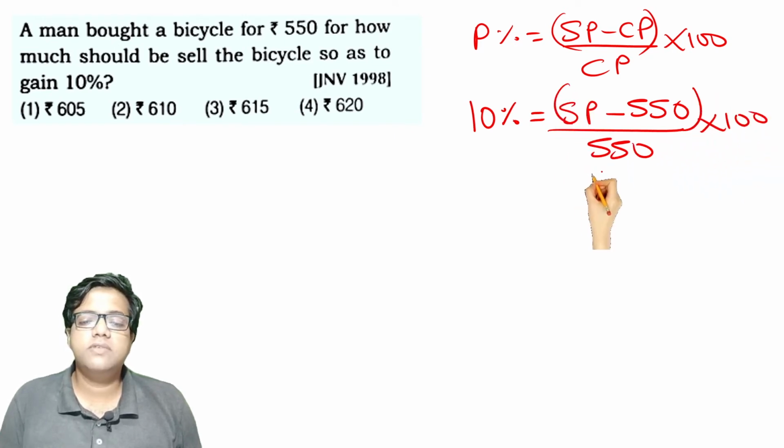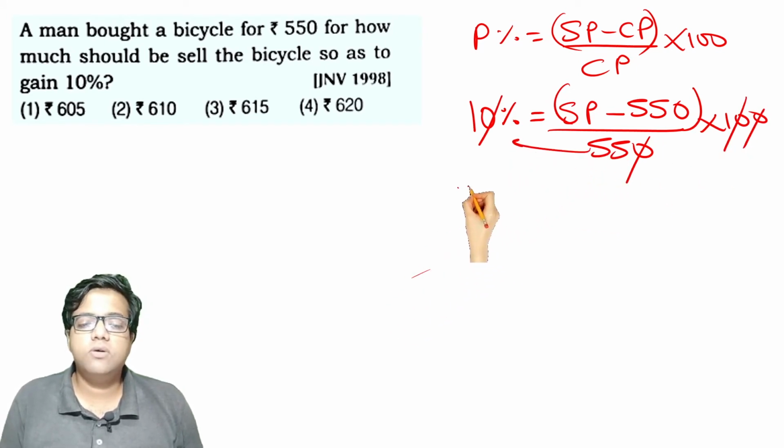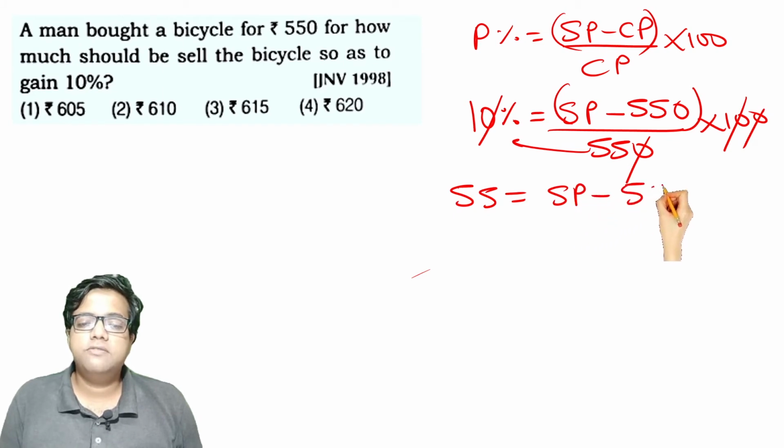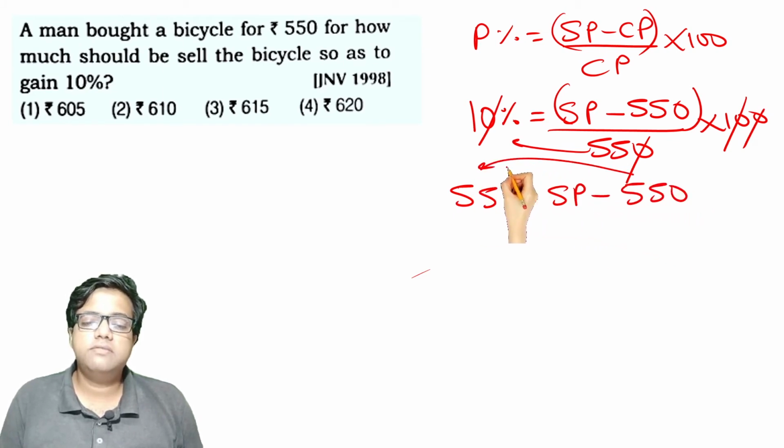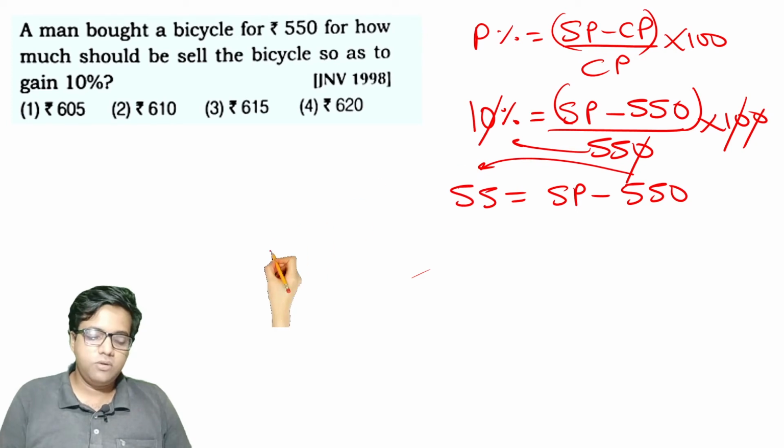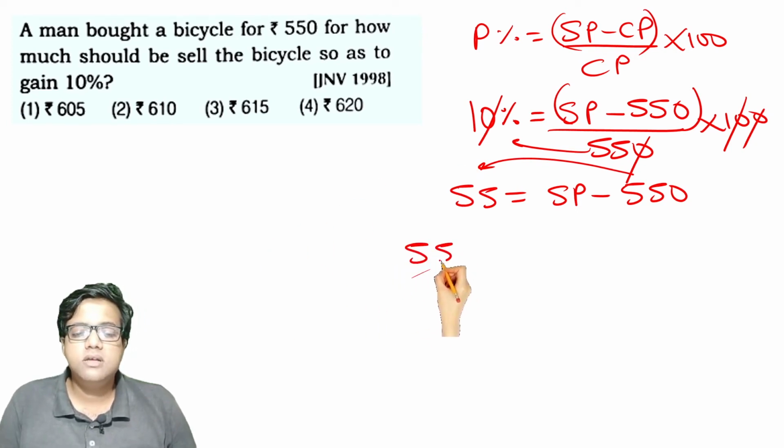This we need to simplify, right? 1010 goes away here. So 55 gets cross multiplied. 55 is equal to selling price minus 550. 550 crosses over and the sign changes.